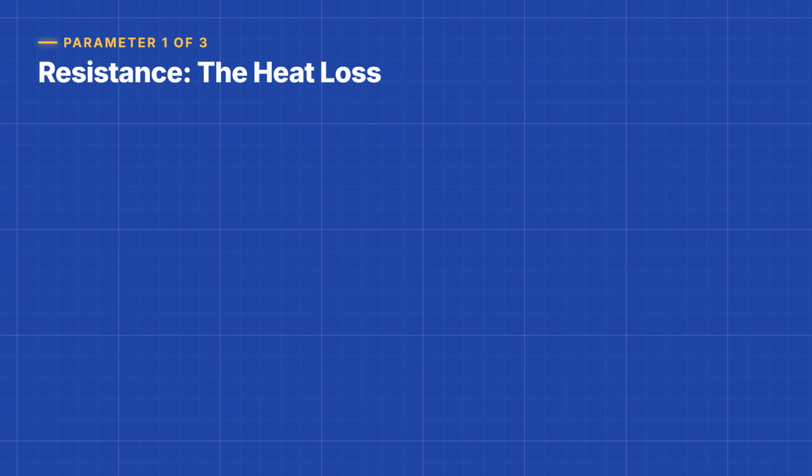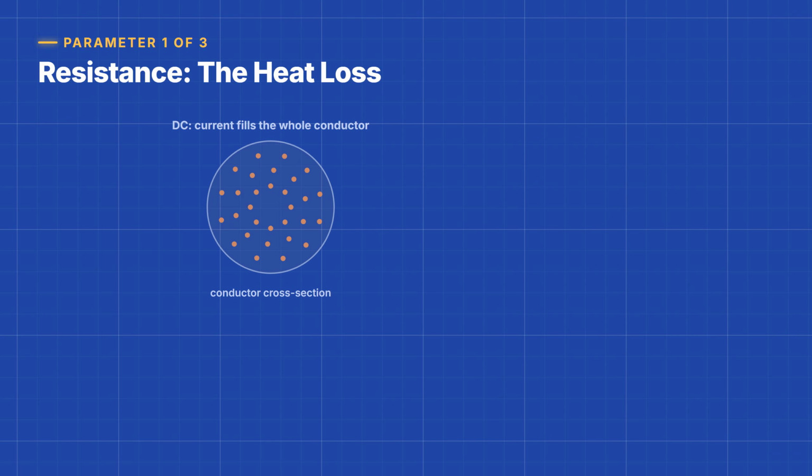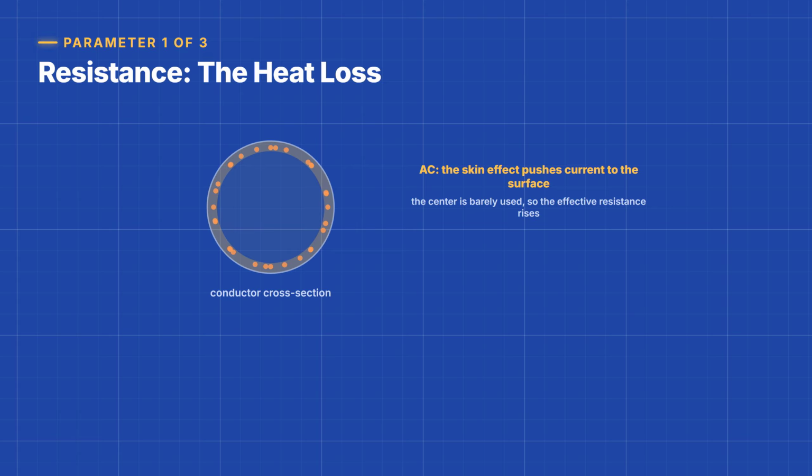Start with the simplest one, resistance. Every conductor resists the flow of current a little and turns some of the power into heat. That is the line's loss. For alternating current, there is a twist. The current does not fill the conductor evenly. It crowds toward the outer surface. We call this the skin effect. It leaves the center barely used, so the effective resistance rises.